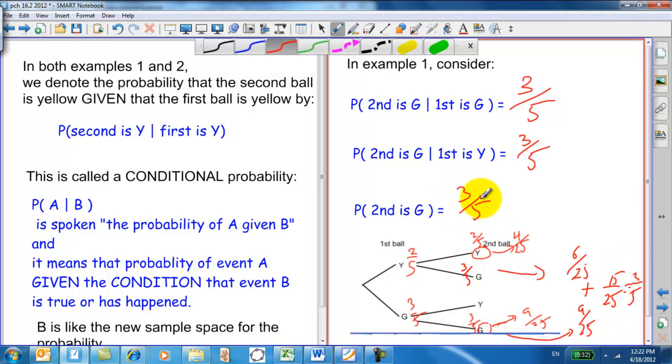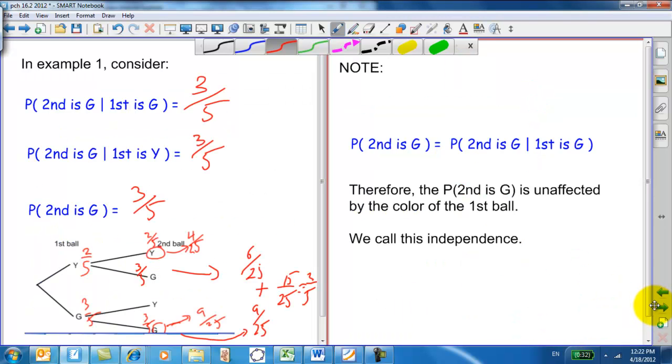So notice the probability that the second is green is 3/5, and it doesn't matter what the first ball was because of our replacement. And so we call this independence. The probability the second is green is unaffected by the color of the first ball. So we call these two events, the second is green and the first is green, independent.